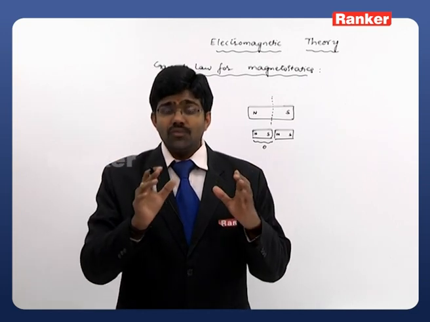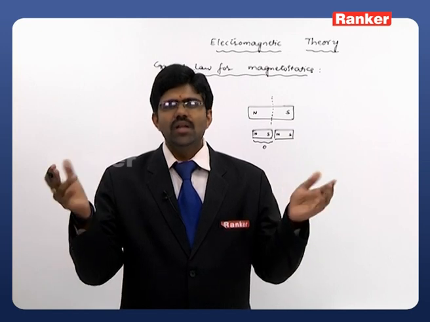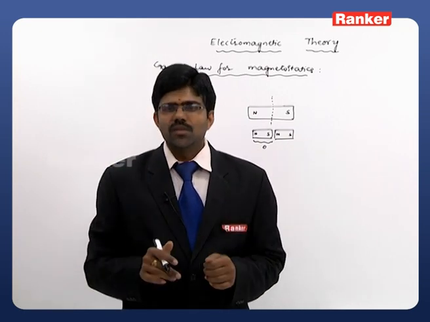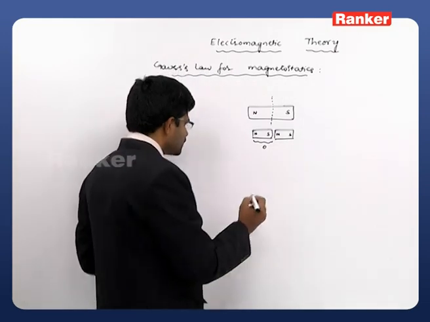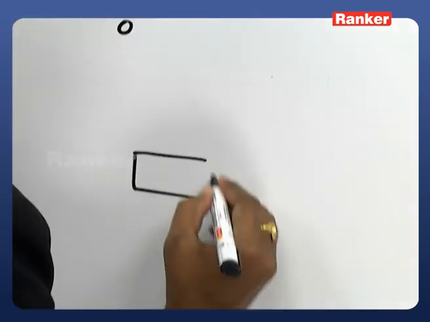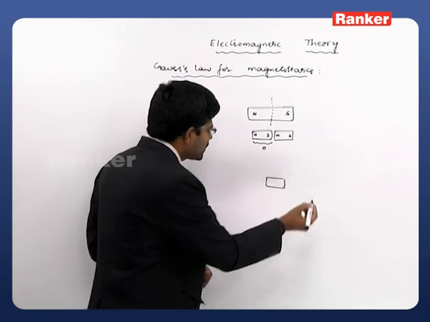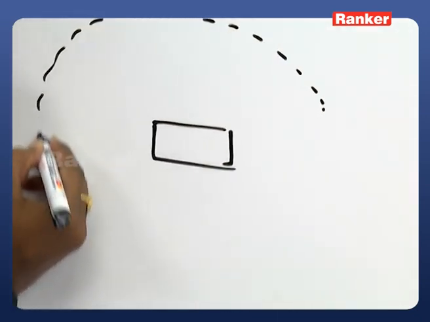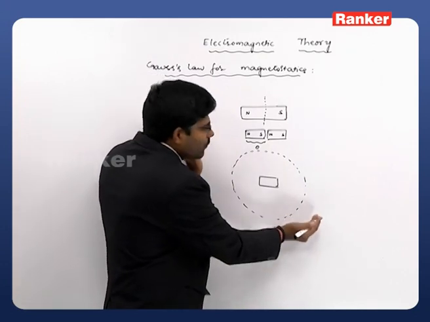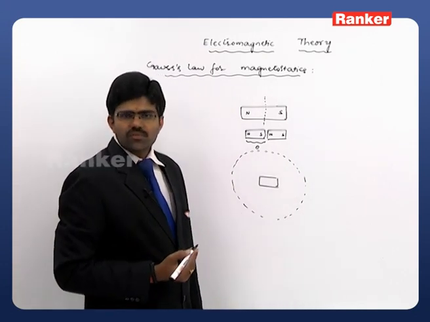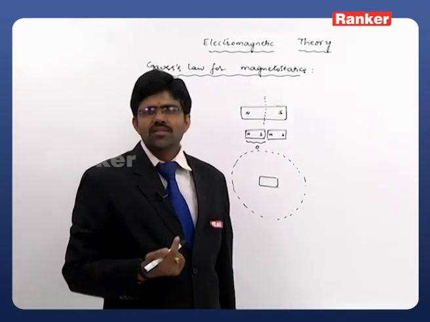The total magnetic flux leaving through any closed surface is equal to the total magnetic charge enclosed within that particular surface. For that, I will consider a magnetic body. Let us take this as the magnetic body. Around that magnetic body I will form a Gaussian surface, a closed surface, and I will calculate the total magnetic flux leaving through the Gaussian surface. Once again, for the calculation of the total flux leaving, we require flux density.